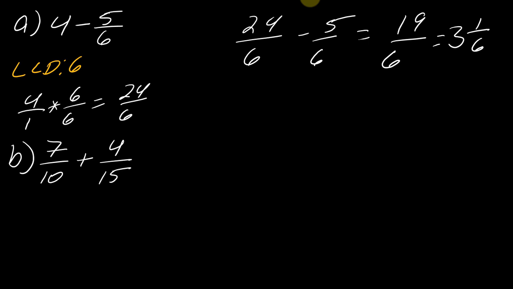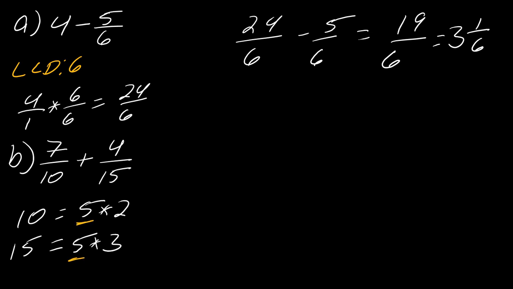So what we talked about in the video is, for 10 and 15, you want to think of what's the largest number that divides both of these. That would be 5 in this case. So 10 can be written as 5 times 2, and 15 can be written as 5 times 3. So my LCD is that thing that they have in common, the 5, and then the two numbers that they don't have in common, the 2 and the 3. If I multiply those together, my LCD will be 30.